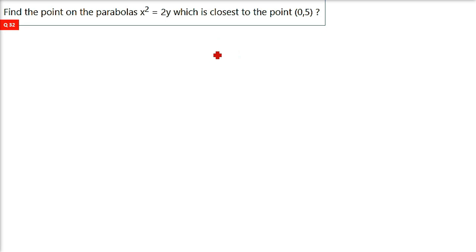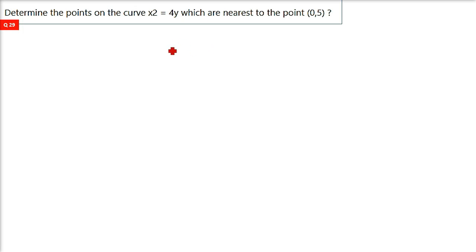Somewhere you have x square equals to 4y, somewhere you have x square equals to 2y, somewhere you have y square equals to 2x, somewhere you have y square equals to 4x. So determine the points on this curve which are nearest to the point (0, 5). I know this curve x square equals to 4y, and I would like you to tell me whether it is a parabola or a hyperbola or any conic section. So I randomly drew a shape. Call it x square equals to 4y.